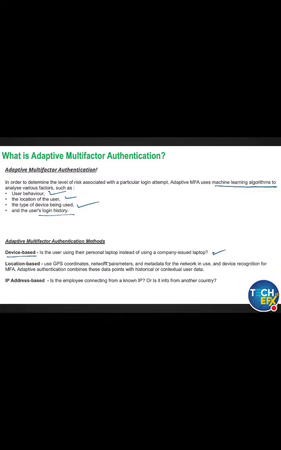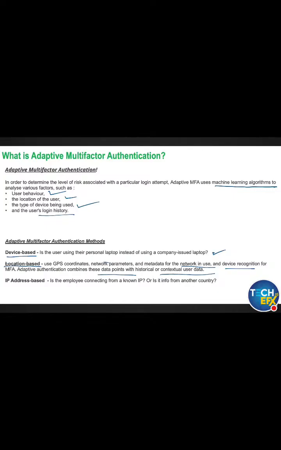Second one is location verification. Is the user trying to access the system using a public network rather than the company's network? Or is the user in another time zone? All these checks are performed during the location check, along with the network it uses and device recognition for MFA. Adaptive authentication combines these data points with historical or contextual user data.